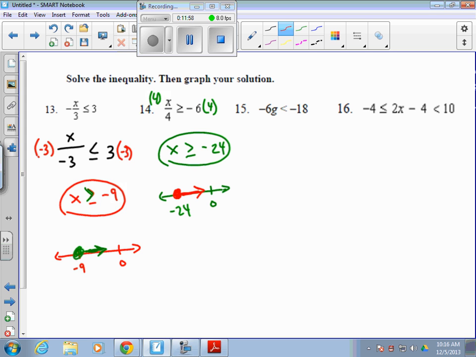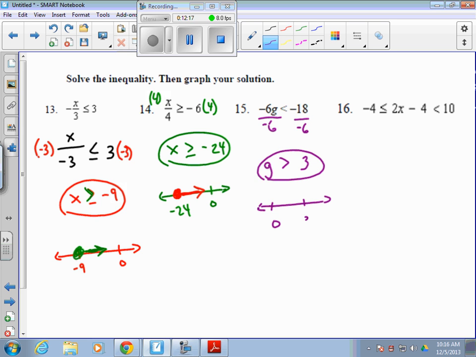For the next one, negative 6g is less than negative 18. Divide by negative 6. Do it here as well. Negative divided by negative is a positive. So you have g and you have 3. We're dividing both sides by a negative number, so less than becomes greater than. Greater than 3 is going to look just like this.